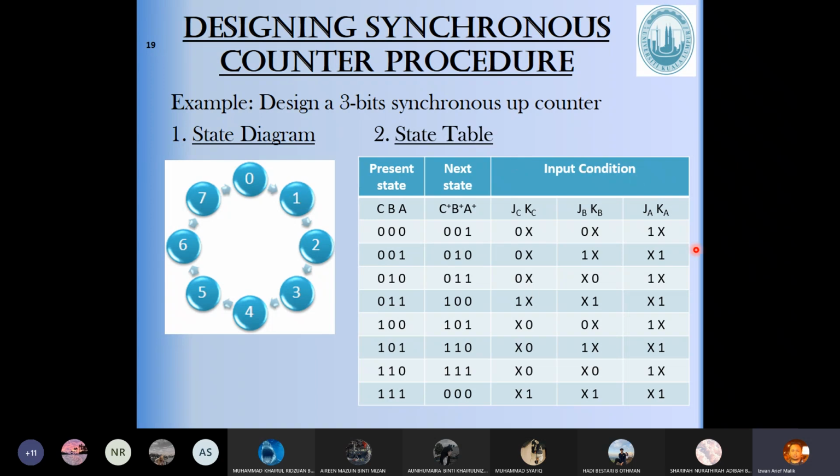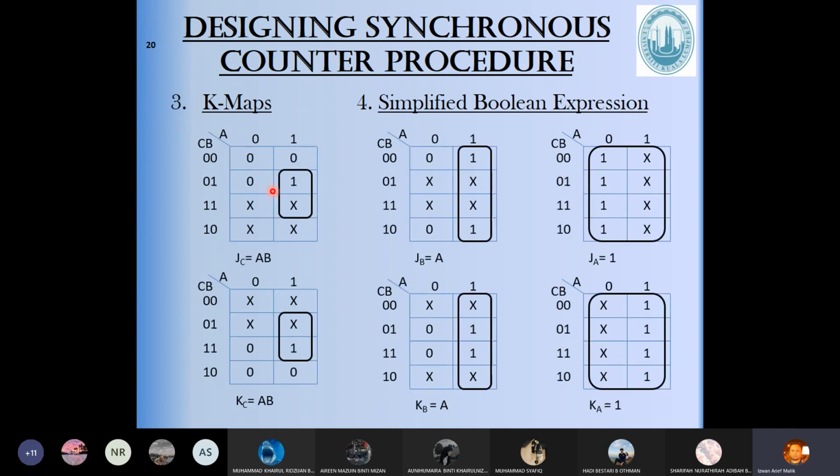Okay. Once you have obtained the JC, KC, JB, KB, and JA, KA input condition, then translate into the KMap. So you will have this as your KMap output lah. So this is A and B. C berubah 0 ke 1. JKC is A and B as well, sama. JB is the whole column of A, so adalah A lah. KB also sama, A juga. JA, 1 don't care, 1 don't care, 1 don't care, so 1. KA is don't care 1, don't care 1, don't care 1, don't care 1, so 1 as well. So JC dengan KC AB, JB dengan KB A, JA 1.